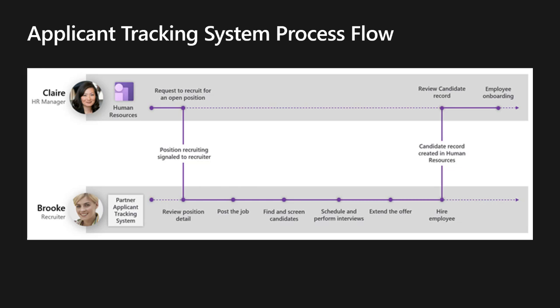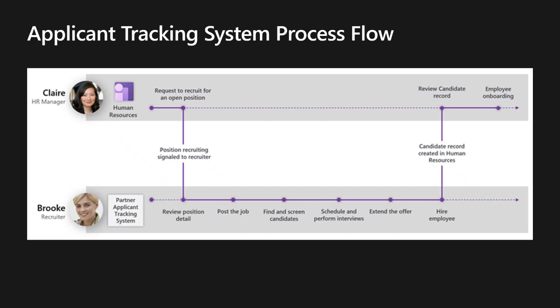Inside of Dynamics 365 Human Resources, a manager can either create that request to recruit directly from Employee Self-Services, or an HR manager with that security role can go directly into the Request to Recruit page and create a new request to recruit. That information is then sent out and signaled through the Request to Recruit APIs to your applicant tracking system. This is typically where the recruiter will live and work.